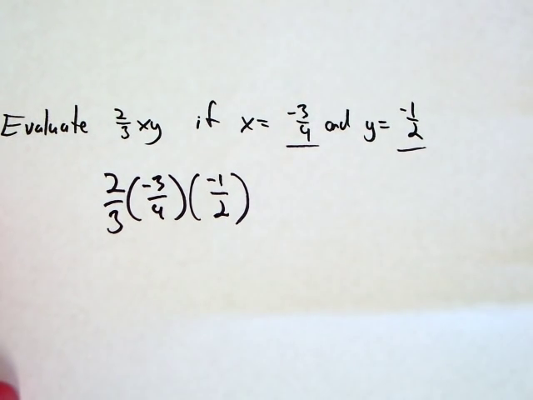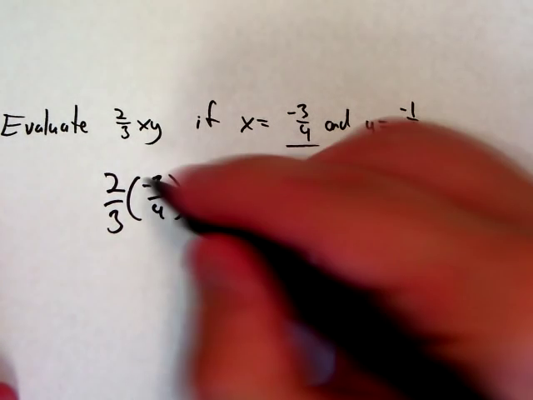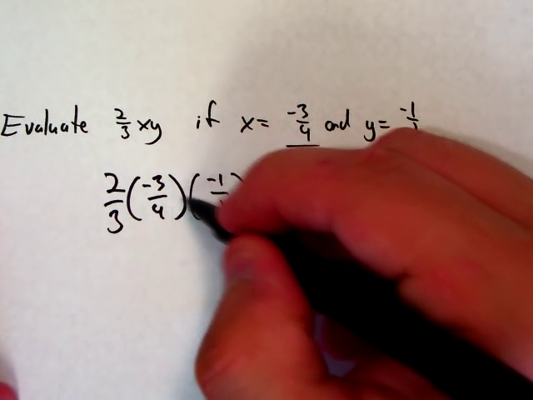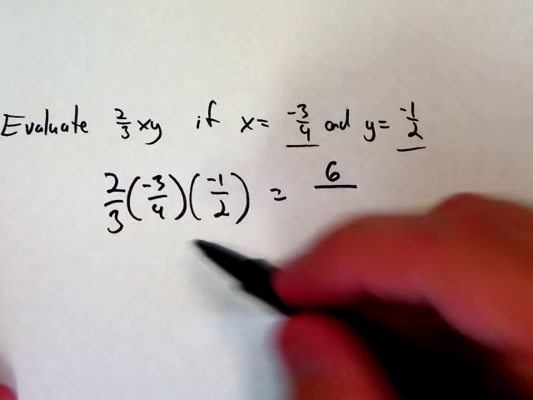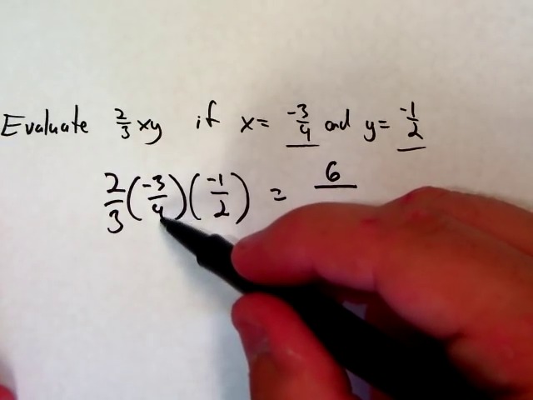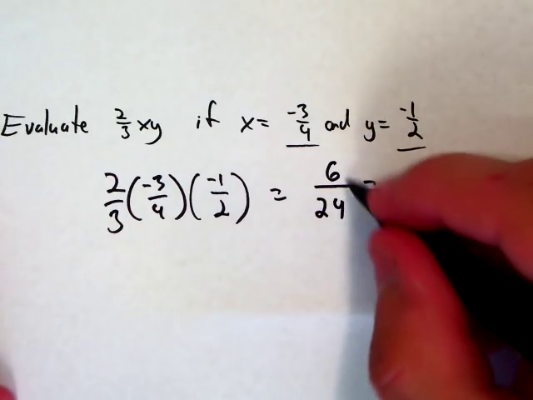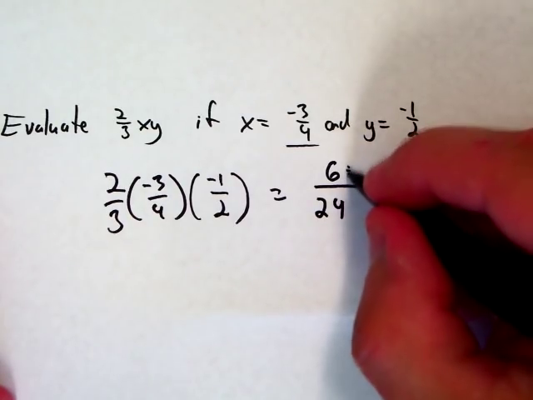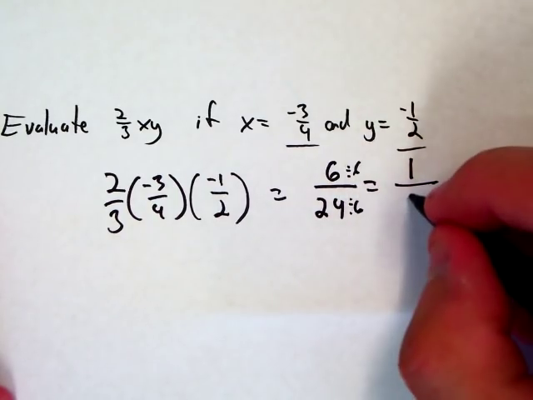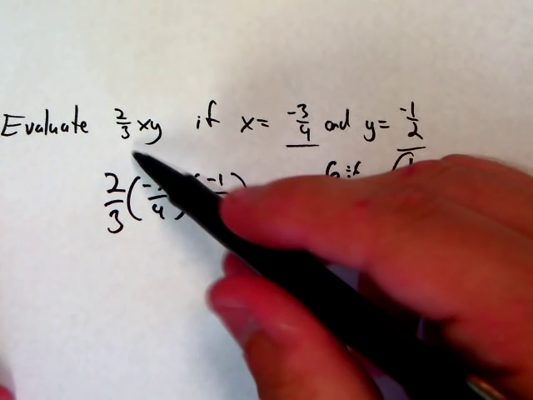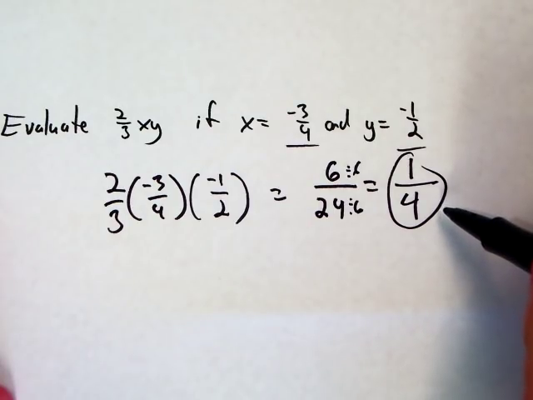Now, same thing with multiplying integers. We simply multiply from left to right. So I have 2 times -3, which is -6, times -1, which is a +6. 3 times 4 is 12, times 2 is 24. These numbers both have a common factor of 6. So if I divide both of them by 6, 6 divided by 6 is 1. 24 divided by 6 is 4. So 2/3 times negative 3/4 times negative 1/2 is 1/4.